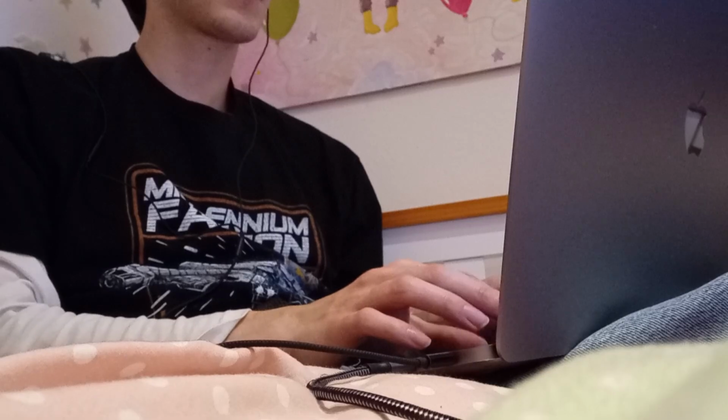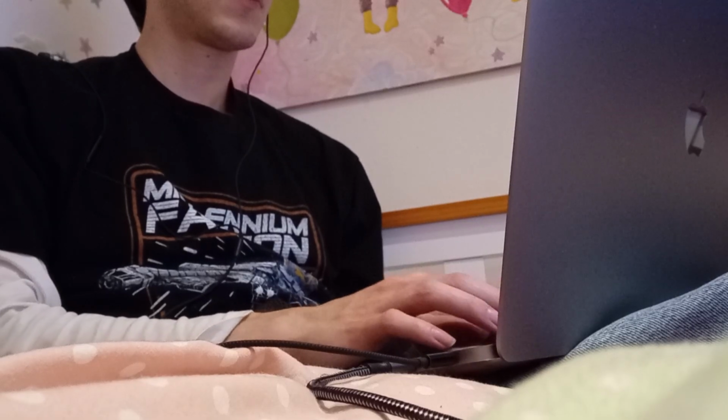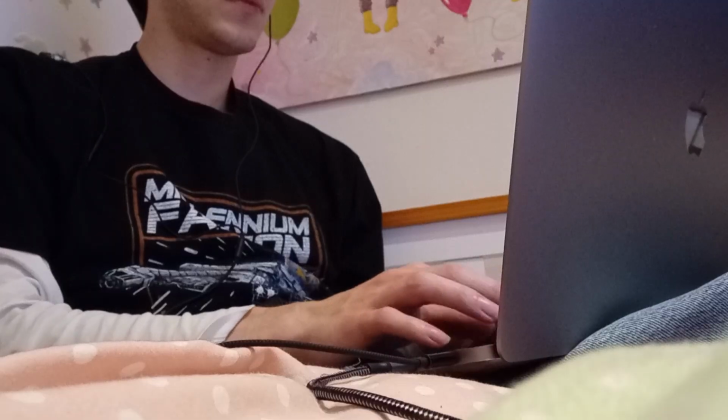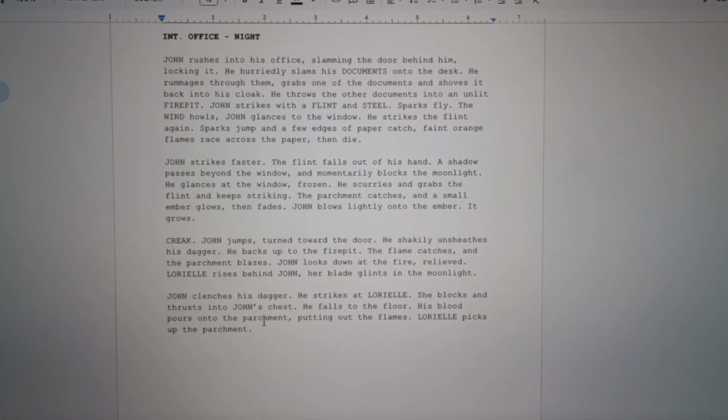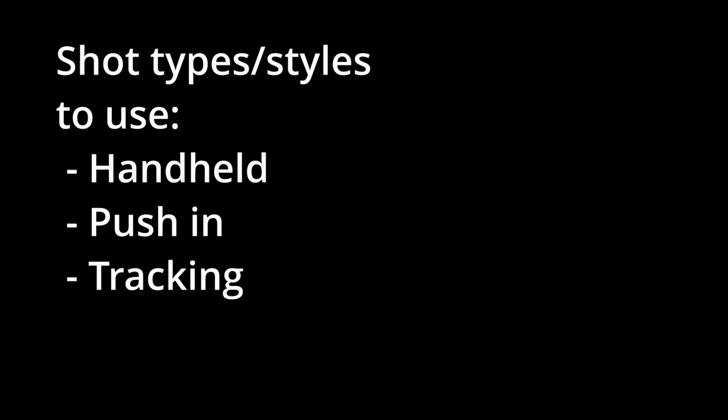So now that we know the basics of camera movement, I was ready to start writing a script for my own film. So I began planning. The main thing I wanted to do was build tension with camera movement. So I wrote an intense scene about a guy who's being chased by an assassin. I wanted to use handheld push-ins and tracking shots. So I started to write a storyboard.